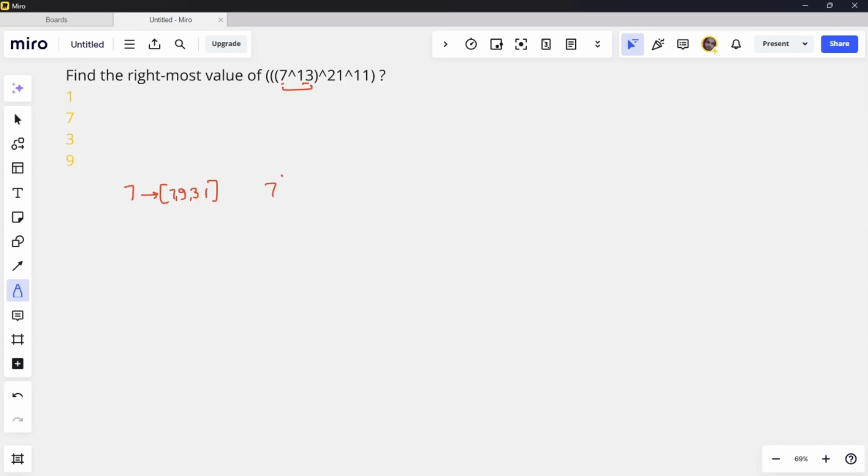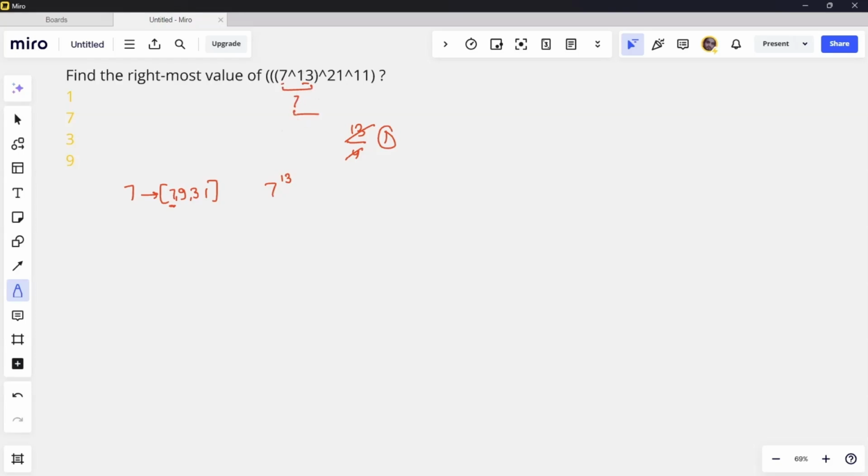This is our power, our exponent. We will divide the power by 4, because the number of elements present in our power cycle is 4. So we divide the power by the number of elements. What is the remainder? The remainder will be 1. We will not consider the quotient here, we will only consider the remainder. A remainder of 1 means the first element of the power cycle will be the answer. So 7 is in the first place in our power cycle, and the result of this expression is 7.